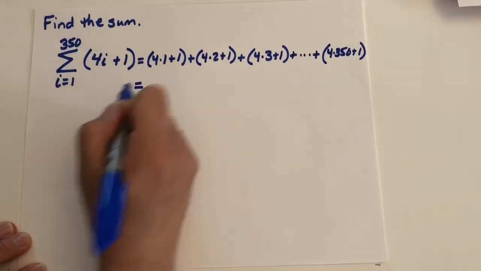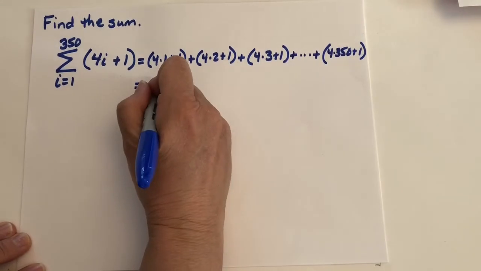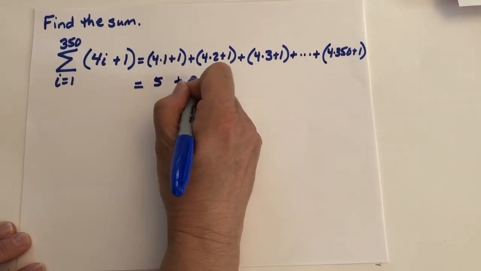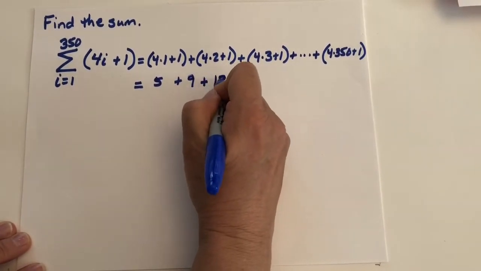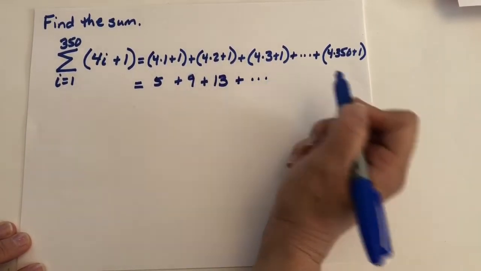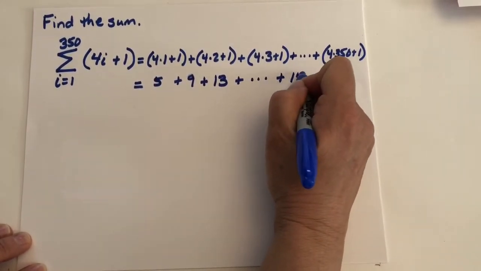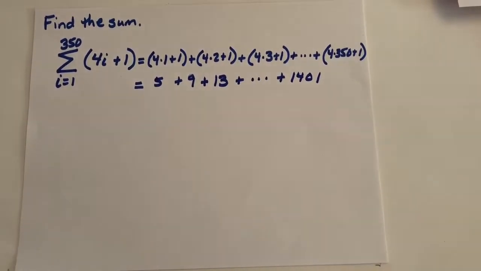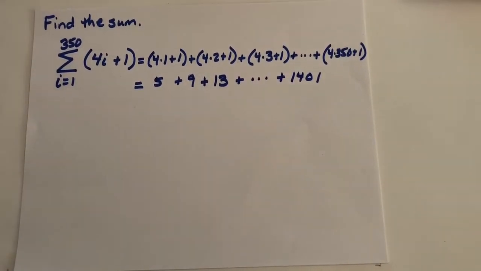And let's write what this sum looks like. 4 times 1 plus 1 is 5. And then we have 9. And next we have 13. And we would continue until we get to, what is that, 1401? Do I have that correct? Let me grab my calculator wherever it went. Well, we'll just trust that I have that correct right here.